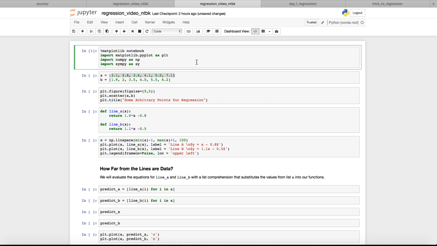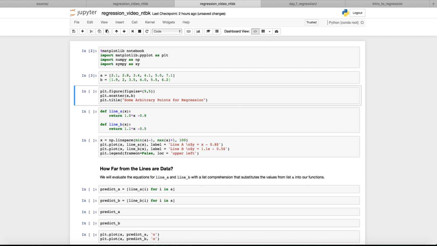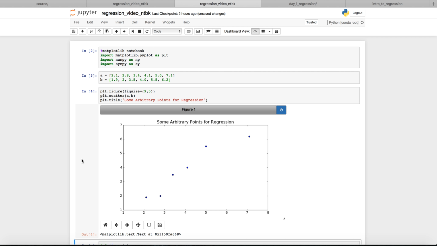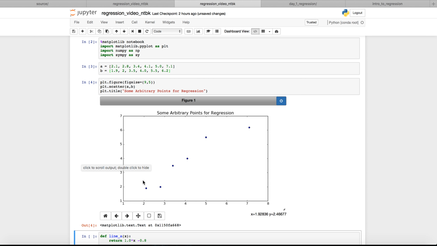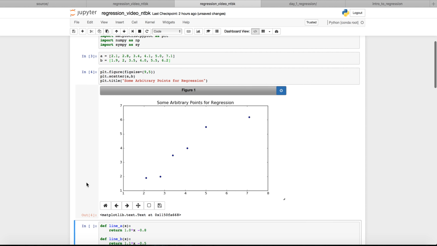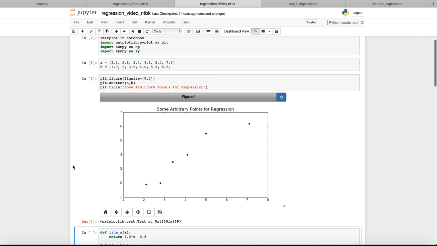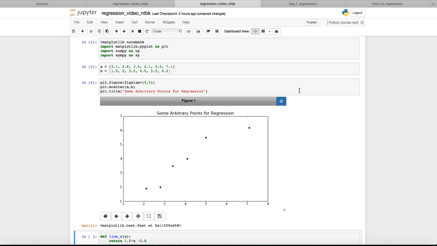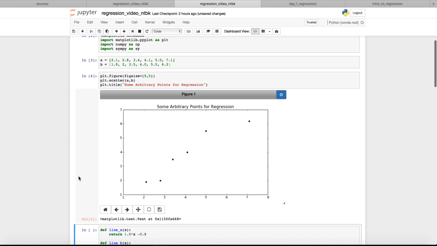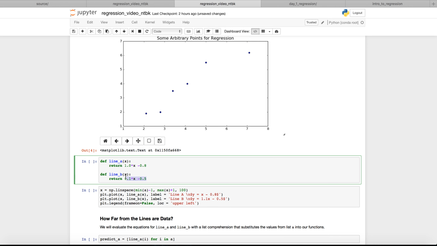Regression. Here's some points. I made these up. Here's a plot of them. I made that too. I want to find a line that goes through these points well. We'll actually find the best line in just a second, but to begin with, we want to consider that.